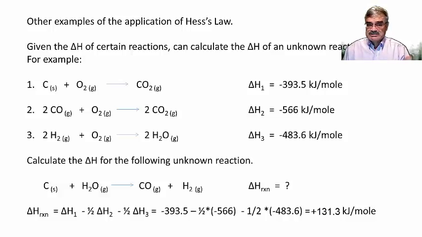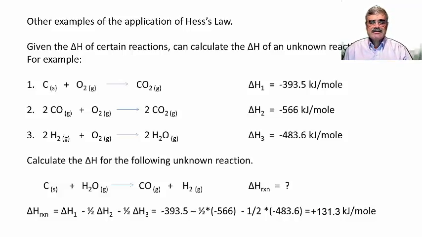So I don't necessarily see the other parts of reaction 1, the oxygen, the CO2, but just trust me, they're going to cancel out. So the first thing I see is carbon in my unknown reaction, and if I look above, I see carbon on the reactant side for reaction 1. So I begin by thinking, I bet reaction 1 has to go in a forward direction.